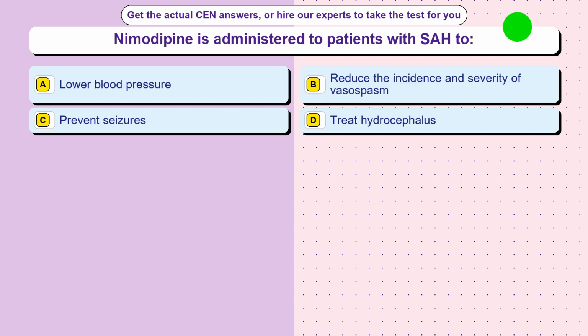Question 14. Nimodipine is administered to patients with SAH to: Option A. Lower blood pressure. Option B. Reduce the incidence and severity of vasospasm. Option C. Prevent seizures. Option D. Treat hydrocephalus.